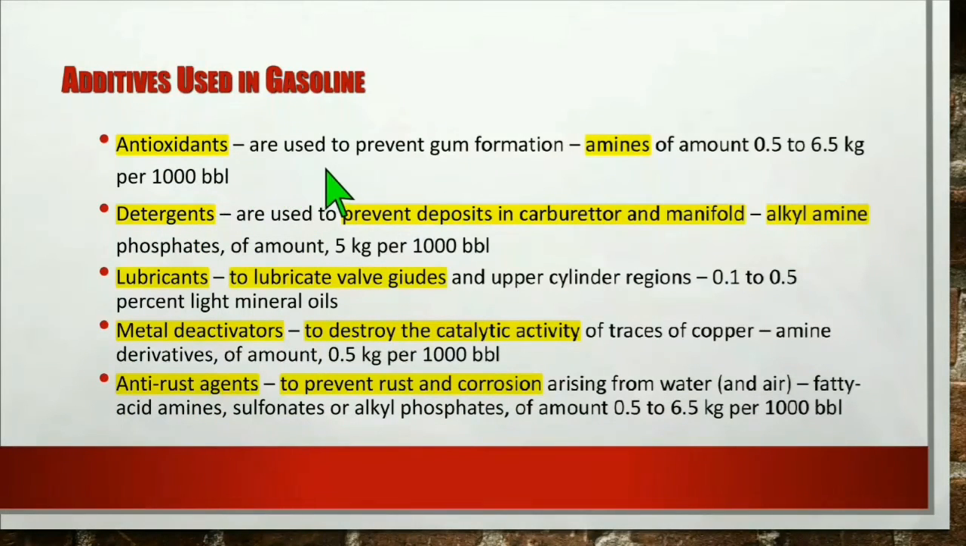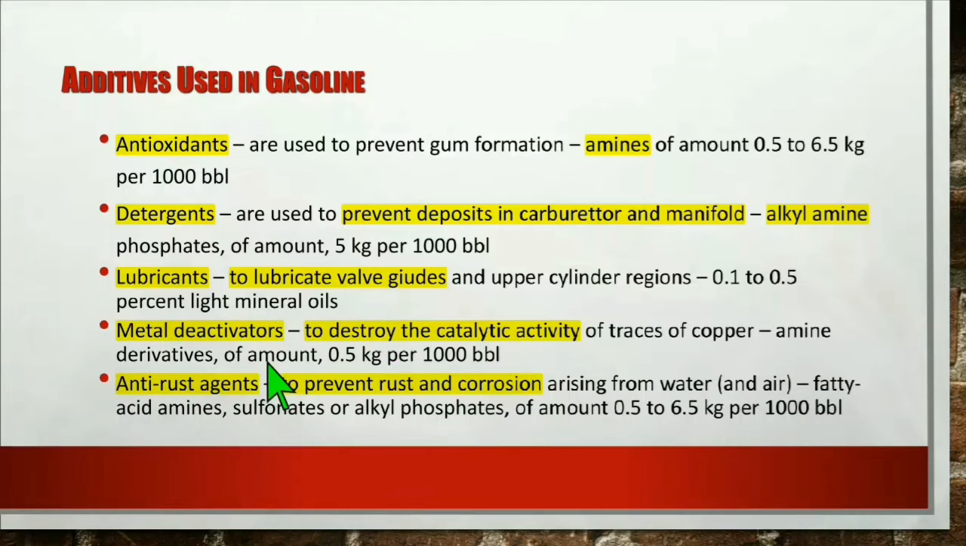Antioxidants are used to prevent gum formation. Amines of amount 0.5 to 6.5 kg per 1000 bbl. Detergents are used to prevent deposits in carburetor and manifold. Alkyl amine phosphates of amount 5 kg per 1000 bbl. Lubricants. To lubricate valve guides and upper cylinder regions, 0.1 to 0.5% light mineral oils.